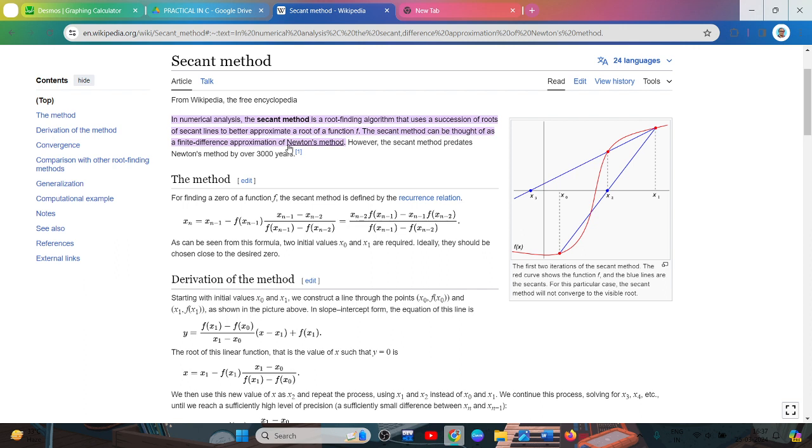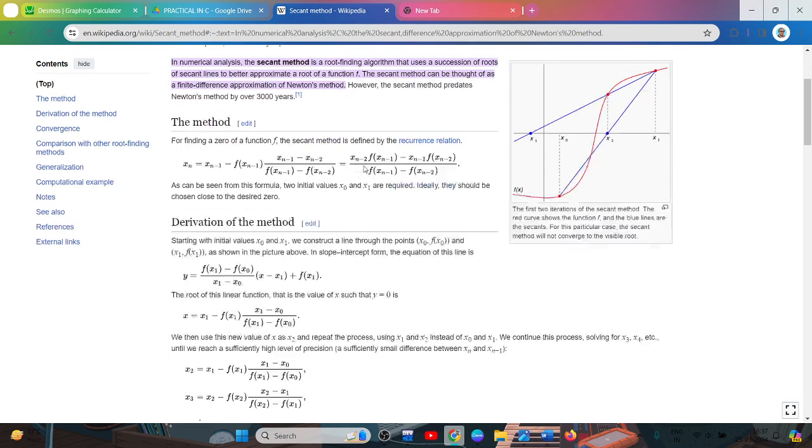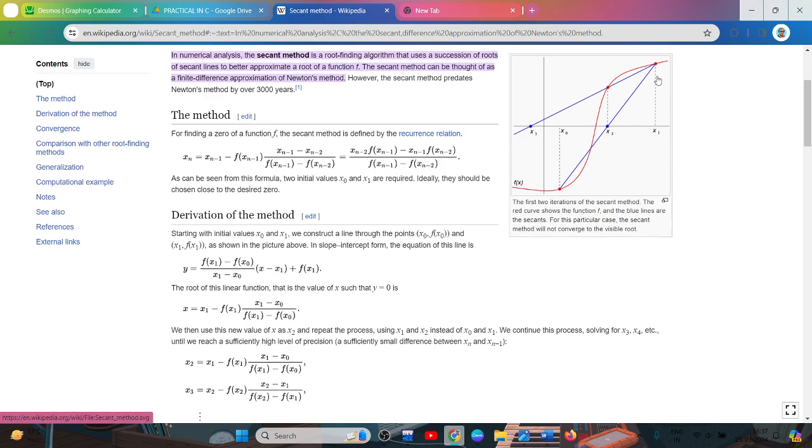In numerical analysis, the secant method is a root finding algorithm that uses the succession of roots of secant lines to better approximate the root of a function f. Here, this is the function, the red curve, y equal to f(x). And the root is this, where the function f(x) cuts the x-axis. This is the x-axis and this is the y-axis.